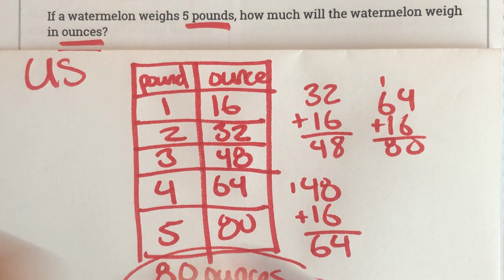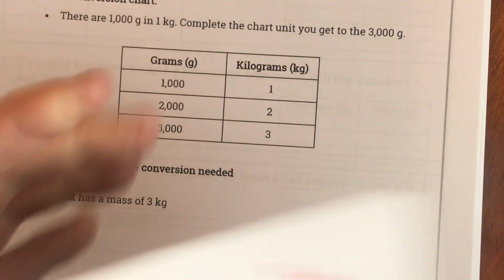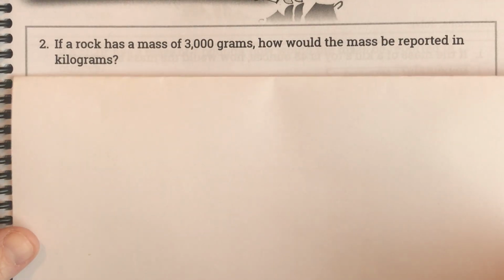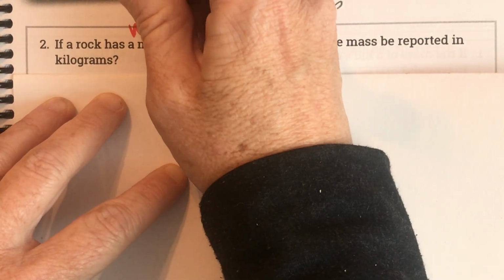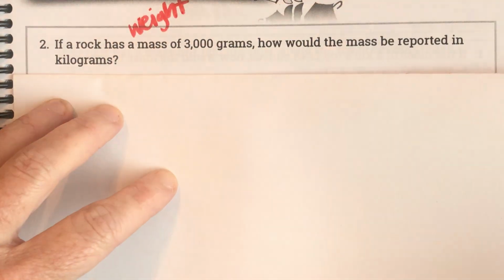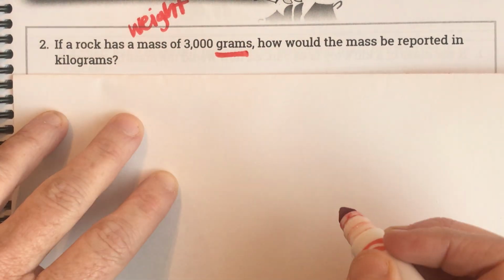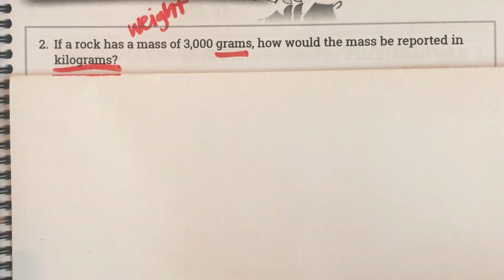Okay, let's try another one. My next problem looks like this. It says, if a rock has a mass, and remember mass, we're going to say for our purposes is the weight. If a rock has a mass of 3,000 grams, how would the mass be reported in kilograms?